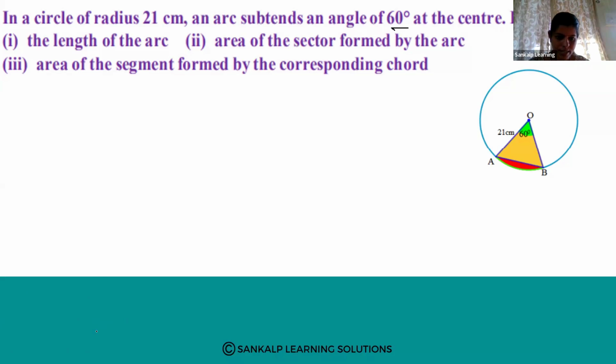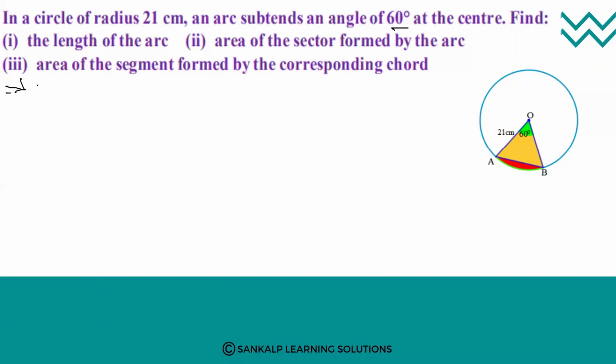Yes, my dear children, how are you going to find out the length of the arc? See here, 21 centimeter, that is radius. Okay. So radius R is 21 centimeter. And angle is 60 degree, right? So theta is 60. First one, what they ask is the length of the arc. How are you going to find out the length of the arc?